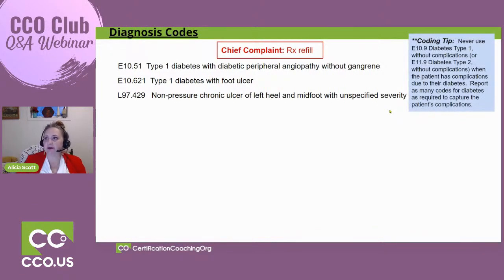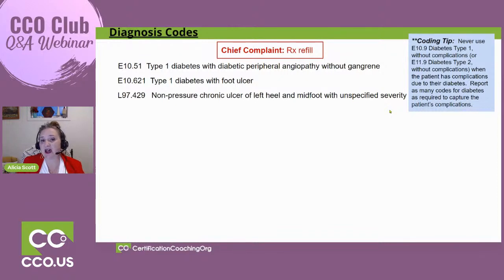Then a coding tip. Now, you're not going to use E10.9 for your type 1 diabetic, or E11.9 for type 2, if there are diabetic complications. Why? Because that is the opposite. E10.9 says I'm a type 1 diabetic with no complications. But if you are an E10.51 and an E10.621, you have complications. You can't use those codes together. However, you can use as many diabetic codes as are needed to describe your diabetic.